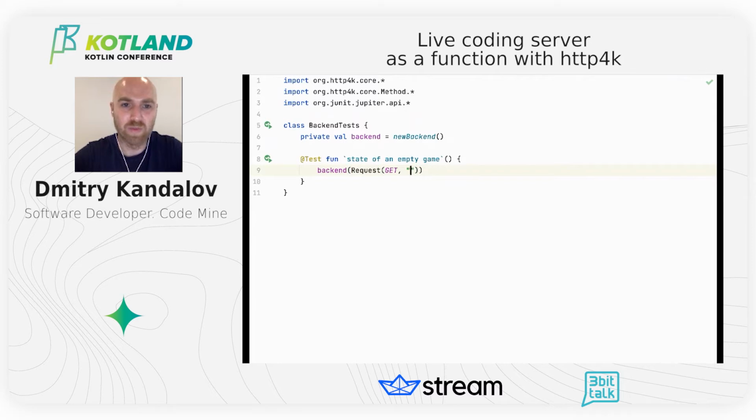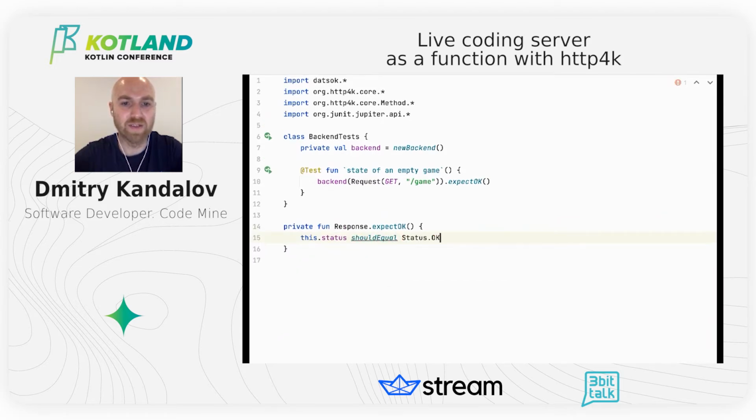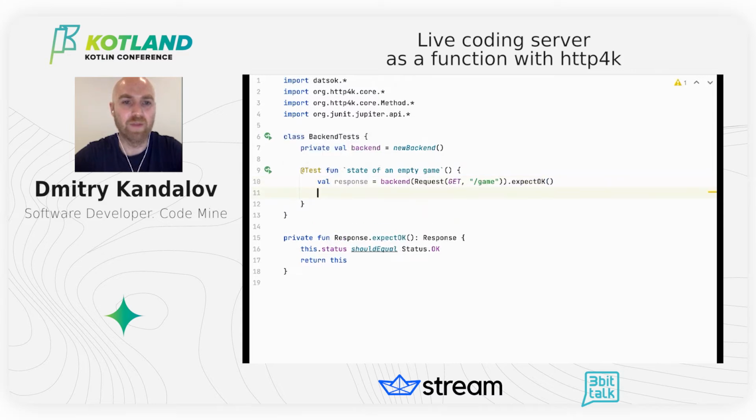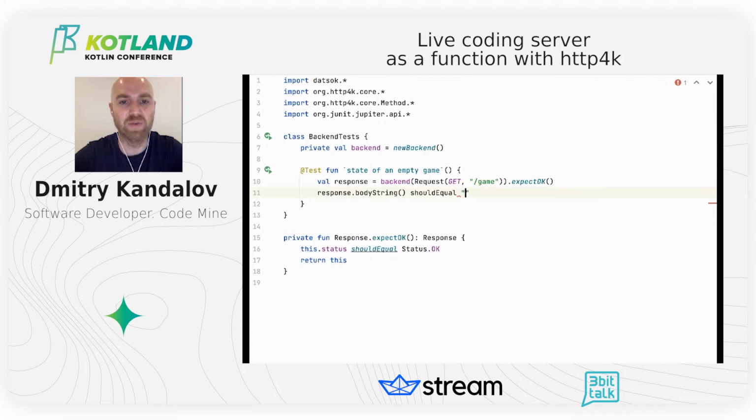So what we want is to call an endpoint called game, and we expect a status. I'll create an extension function on the response, which will check the status. And we expect it to be status OK, and then we can return the response. This will give us back a response variable. And we can assert that we can extract the body from the response as a string, and we expect some JSON back. I'm not sure what it's going to be, so I'm just putting it as some JSON. And let's see how this fails.